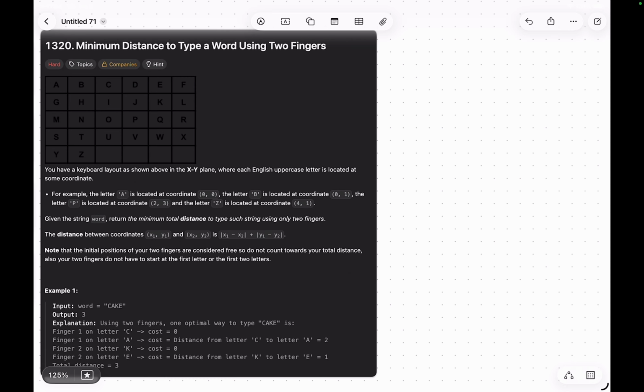Hello all, today we are solving LeetCode problem number 1320, minimum distance to type a word using two fingers. So let us read out the problem.